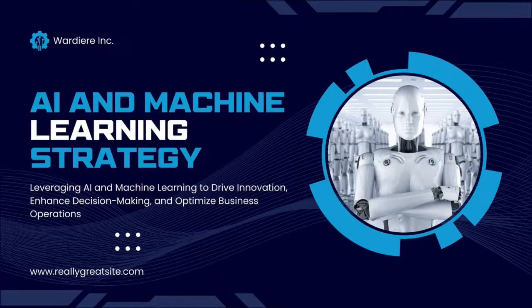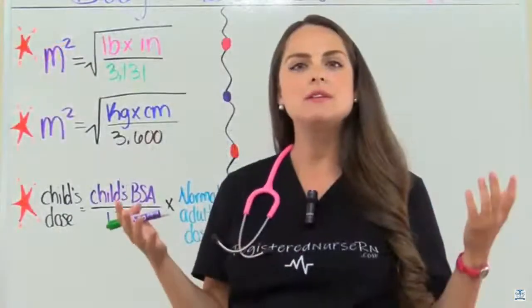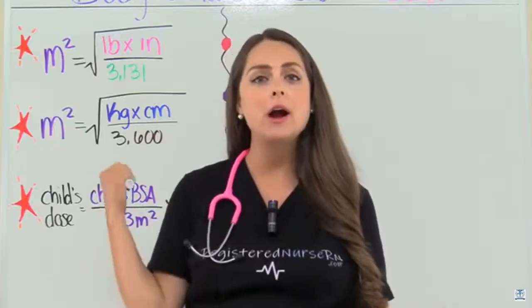Now, some programs may use 1.7 as your number. Some may use 1.73, just use whatever they give you, but whatever, you're going to get the same answer. And then you're going to divide that, and then once you divide that, you'll multiply that by the normal adult dose that was given to you in the scenario, and then that will give you your answer for the child's dose.